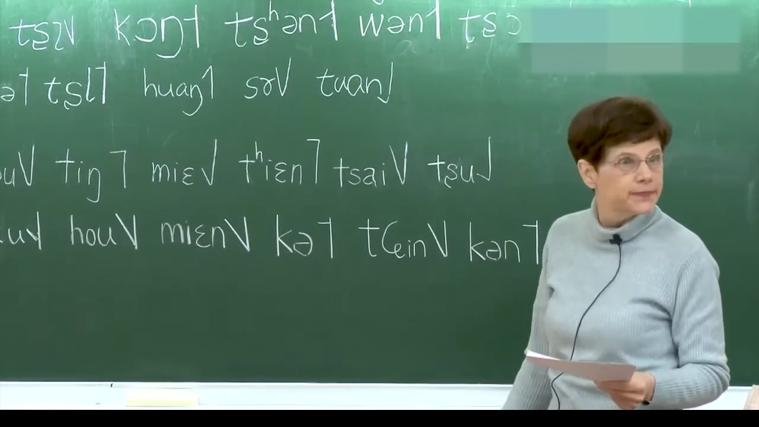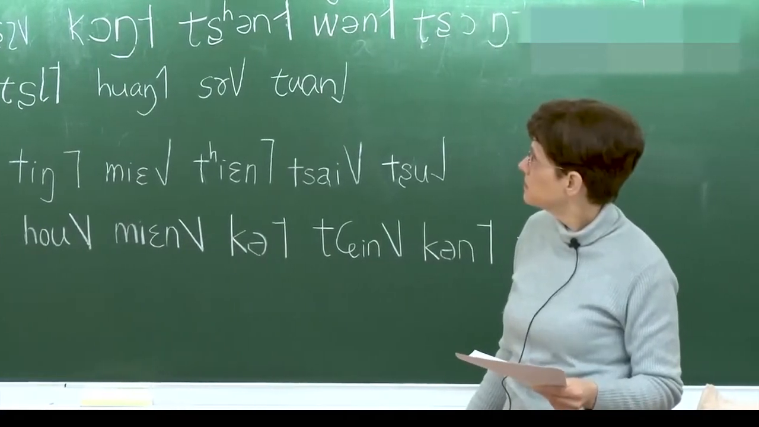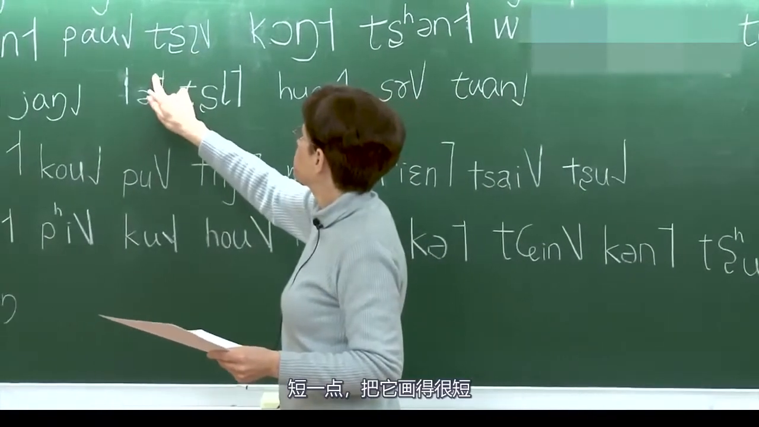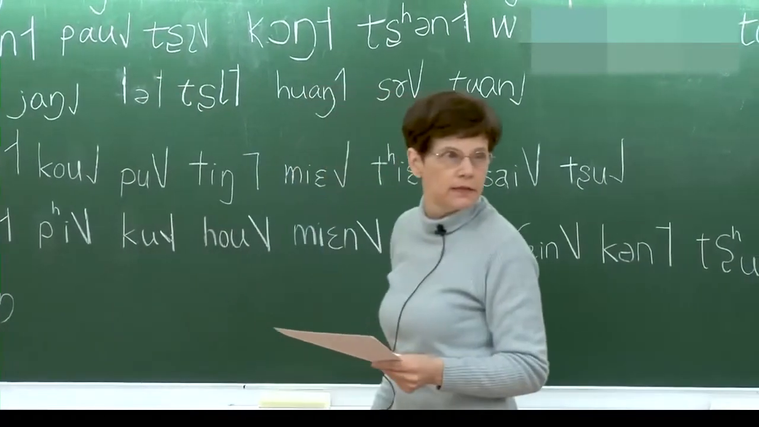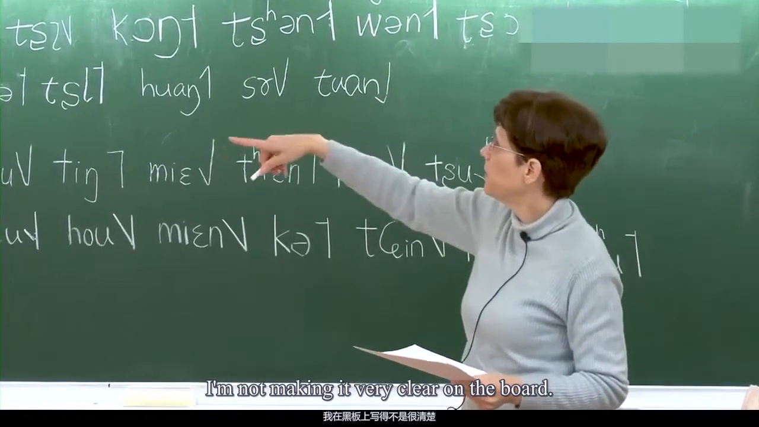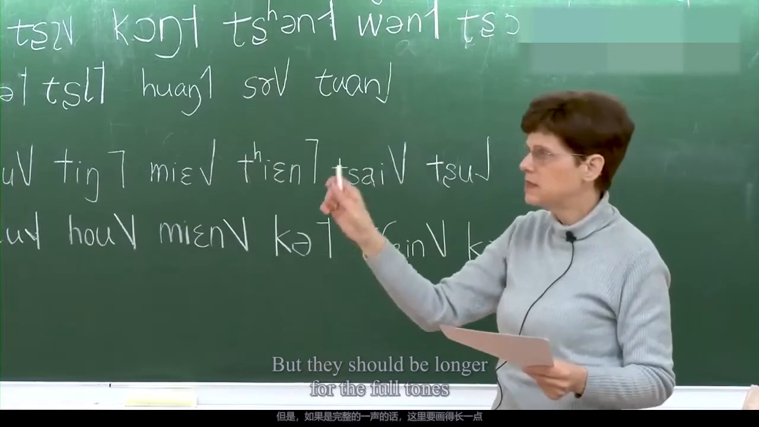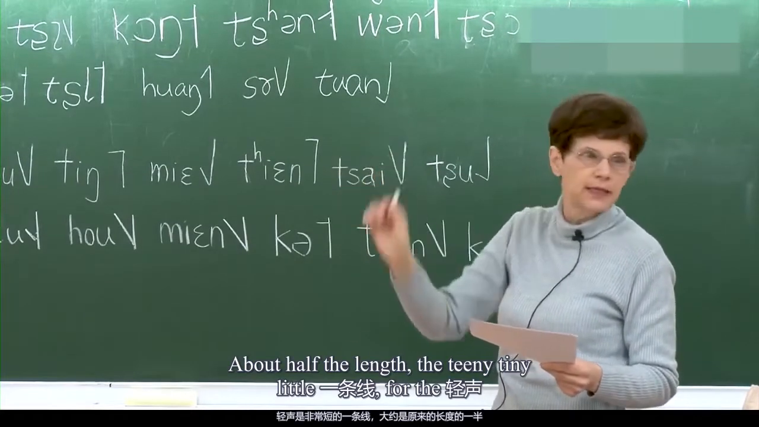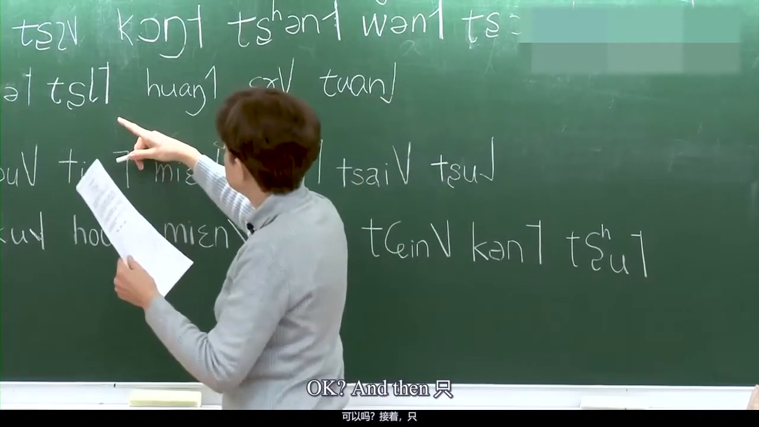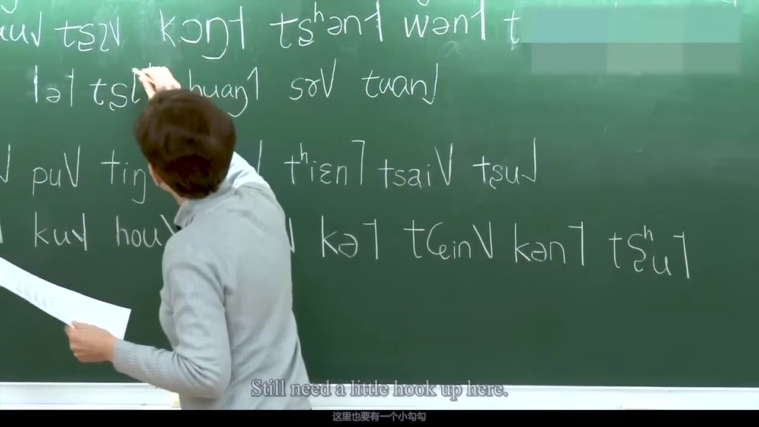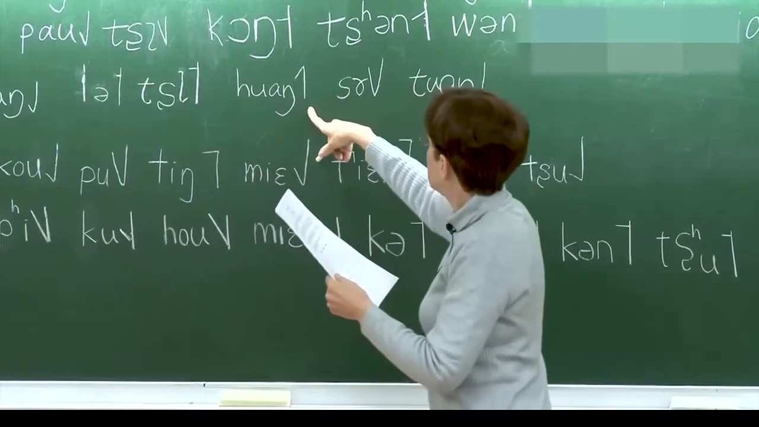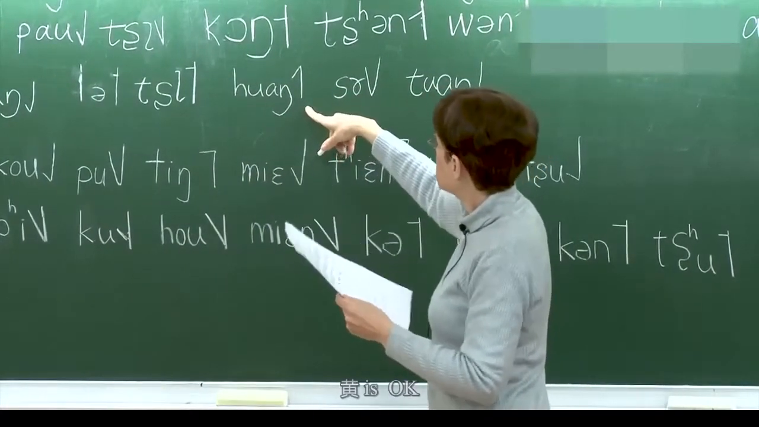它比较接近. 轻声跟一声的，我觉得是一样的。短一点。把它画得很短。长度要它的一半。Okay, I'm not making it very clear on the board, but they should be longer for the full tones, about half the length, a teeny tiny little 一条线 for the 轻声. Okay? And then zhi, you still need a little hook up here. Okay, zhi. How about this? Huang is okay?